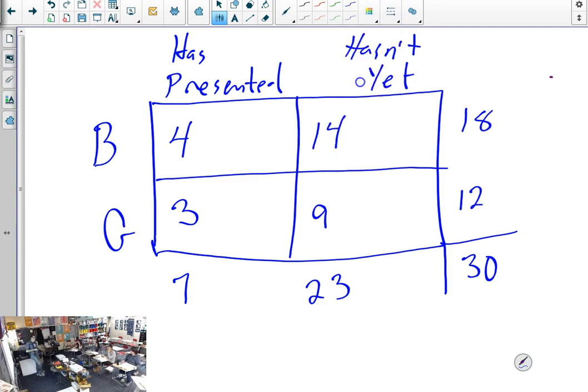All right, so if we fill in this table of probability, what is this really representing then? Our 100%. If we start with fractional form, what probability would go in boys that have gone? 4/30ths, right? Or 2/15ths. And fill in the rest of this.